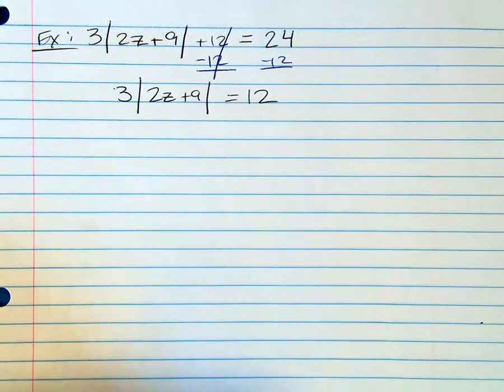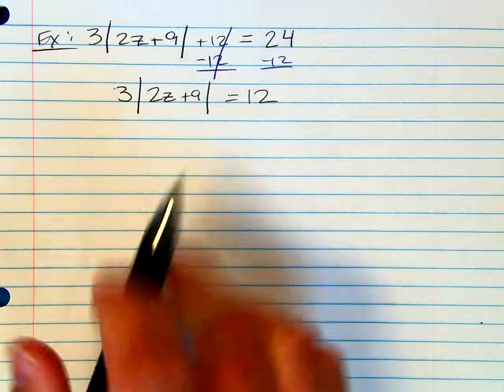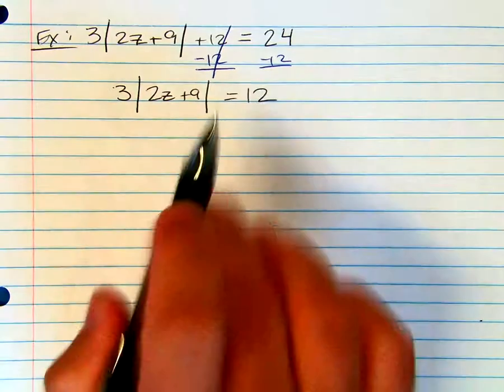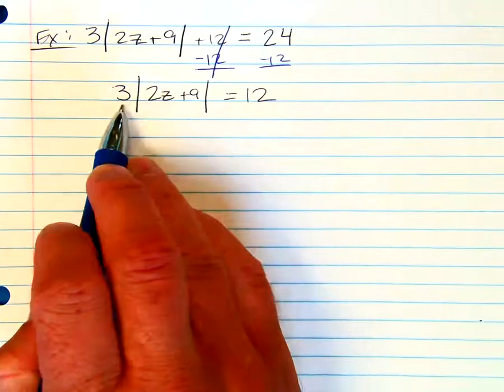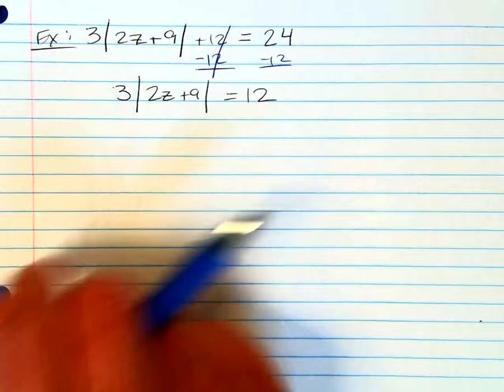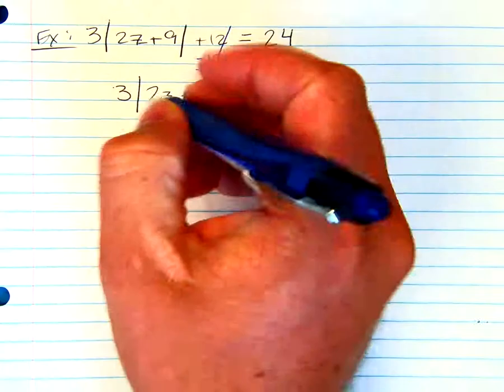Does anyone have an idea of what we should do next? Robin? You mean the 2z and 9? Okay, I do want to isolate the 2z and 9, and how would I do that? What's in my way right now that I would need to get rid of? The 3 definitely needs to go. I need to get rid of the 3, and I need to get rid of the absolute value bars. We'll have to do them in separate steps, but let's start with the 3.